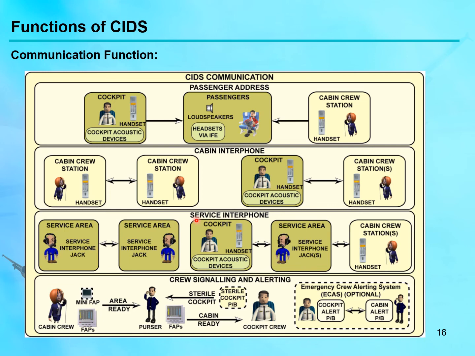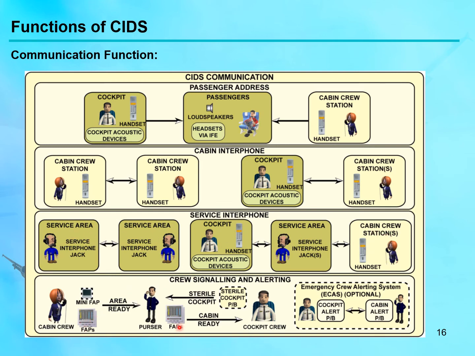So now we talk about this service interphone here. This service interphone is more for the maintenance crew to communicate to each other through the service interphone jack. If somebody inside the cockpit can also communicate to the service crew using the service interphone jack. You can also communicate to the cabin crew stations, right?